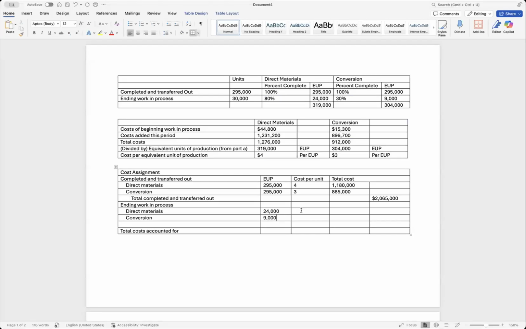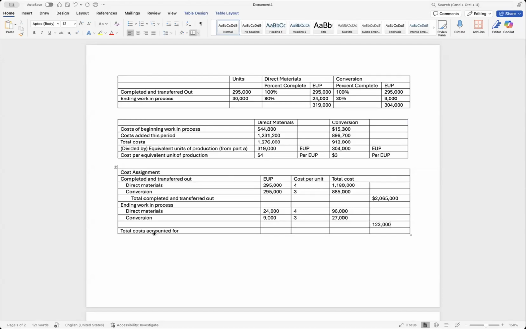And then I already calculated my cost per equivalent unit for direct materials is $4. For conversion it is $3. So then I multiply these out. So 24,000 times 4 gives me 96,000. My conversion is 9,000 times 3, which gives me 27,000. And I add those two together, 96 plus 27, gives me 123,000.